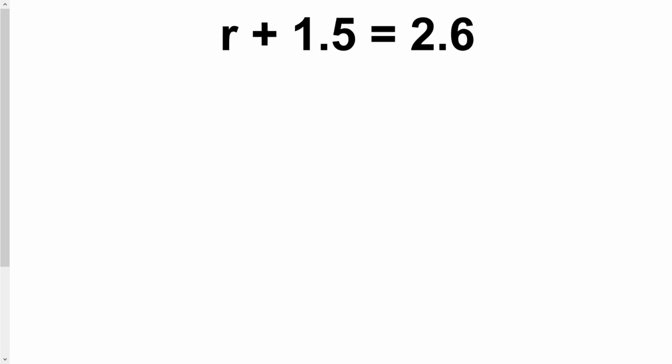One more example here. I have r plus 1.5 equals 2.6. Just some more decimal work here. I'm going to lollipop my equal sign because I have to do something to both sides of my equation. Can you guess what that is? Well, hopefully you got it right.